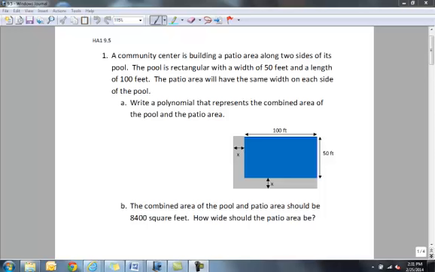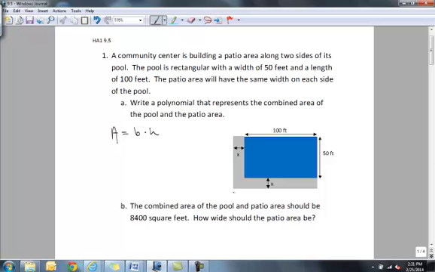So part A says write a polynomial that represents the combined area of the pool and the patio area. Okay, so let's see what we can do here. If you take into account the sidewalk, the patio, and the pool, those two parts put together, you still have a rectangle. So what is the area formula for any rectangle? Well, it's length times width, or you could say base times height. So we've got to figure out what the base is and what the height is.